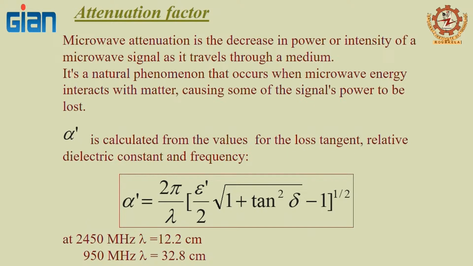Attenuation factor is the decrease in the power or intensity of microwave as it travels through a medium, and it's calculated by this complex equation. So you have the epsilon prime, then delta, and it provides a certain value. So let's imagine you are a food process engineer working for a company which prepares microwavable foods. Then you have to study all these engineering properties related to microwave, characterize them, and then prepare your microwave foods properly.